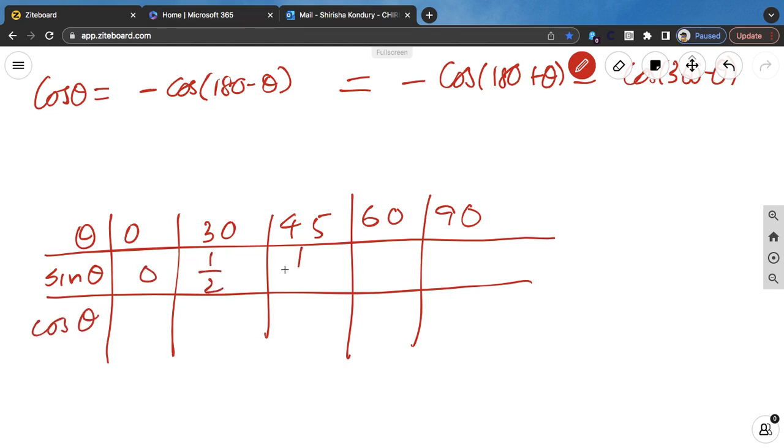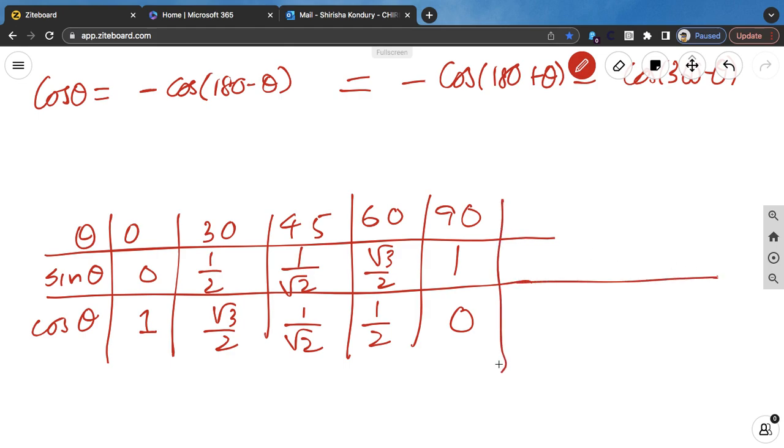0, half, 1 upon root 2, root 3 by 2 and 1. Cos is also 1, root 3 by 2, 1 upon root 2, half and 0. Now I also know this for other angles. Which other angles? If I know 0, I know 180 minus 0. Same value. Cos also same value but with a negative sign, because second quadrant.